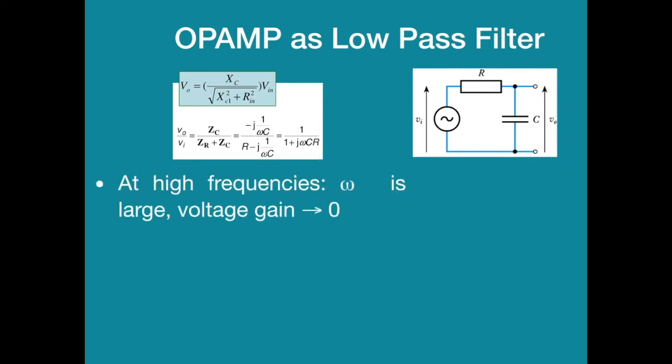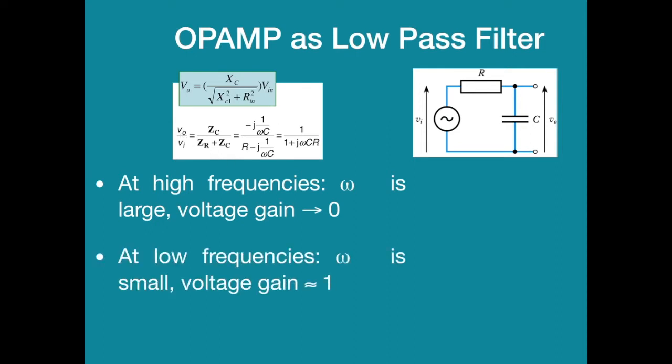Now you can observe from this expression, for high frequencies the voltage gain will be 0. As frequency goes higher, this gain reduces, and for low frequencies the gain tends to be unity, right? So the gain depends on this frequency here, and thereby we achieve a low pass filter. And the cutoff of the filter of course depends on these two components R and C.